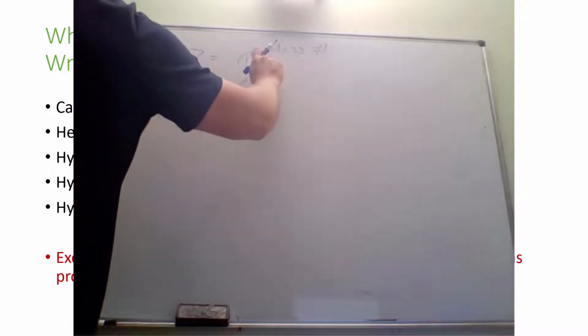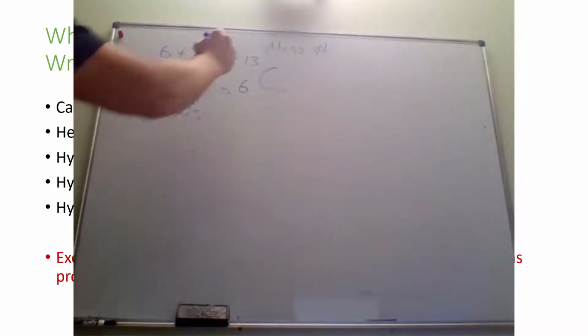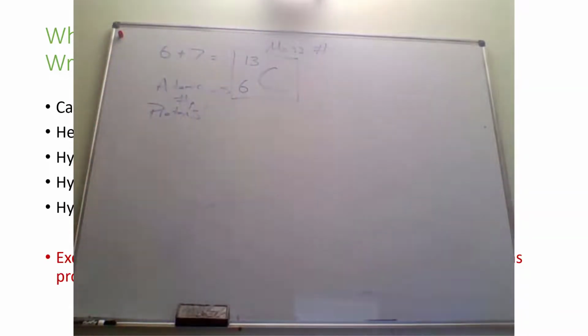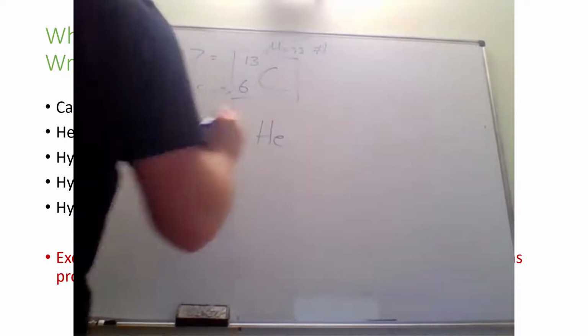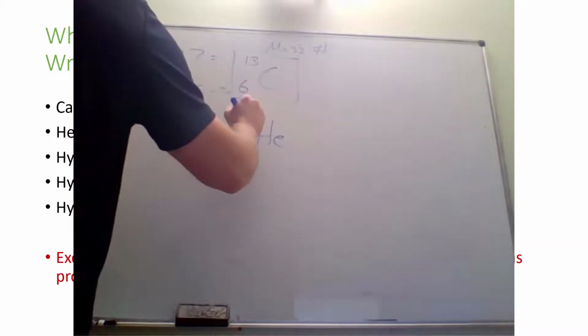So the answer here for the first one is carbon with a 13 on the top and a 6 on the bottom. So working through the other ones, helium atom with 2 neutrons. We have helium is a 2 on the periodic table and 4.